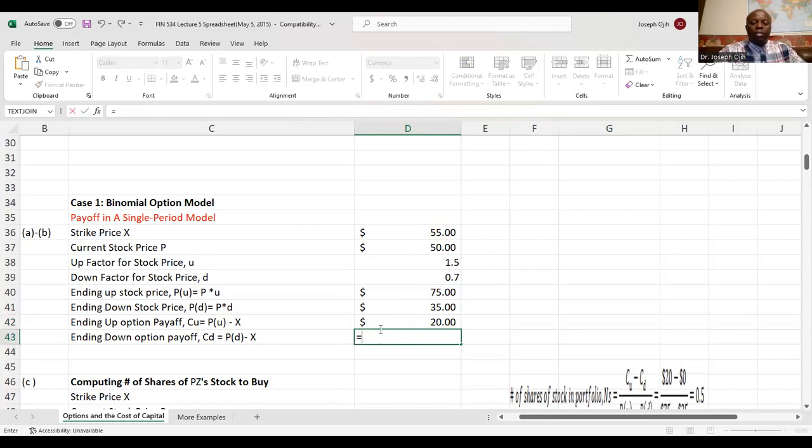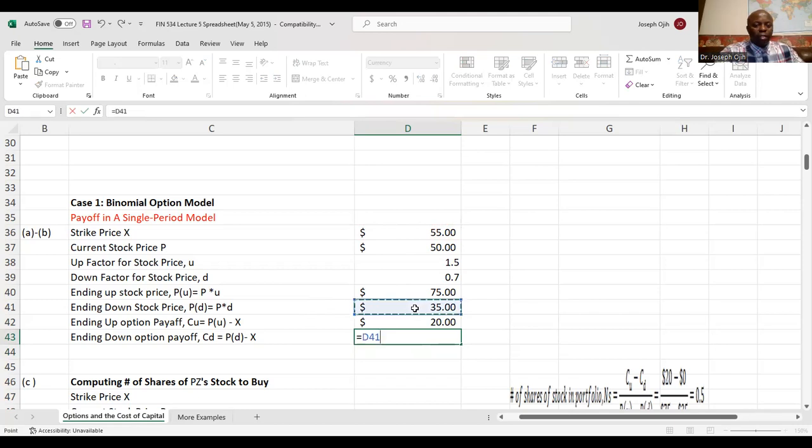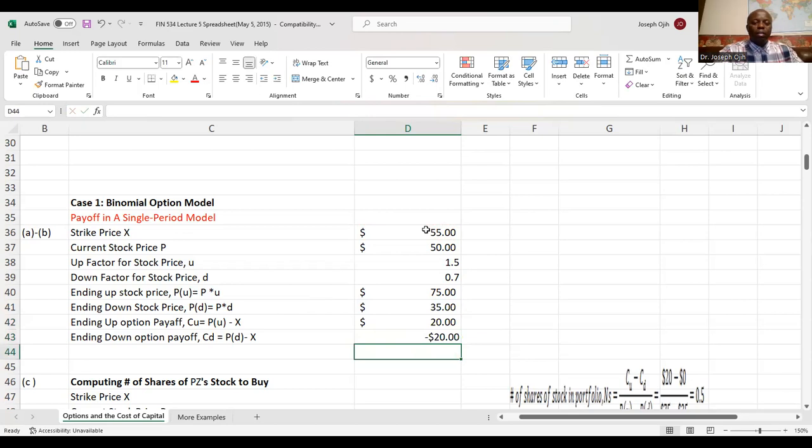So that equals $35 times, minus the strike price of $55. Okay. That gives me, my mistake. Give me 1 minute. Let me fix it. So we're going to use PD, which is right here, $35 minus $55. That gives me $20. Okay. Now this is negative.